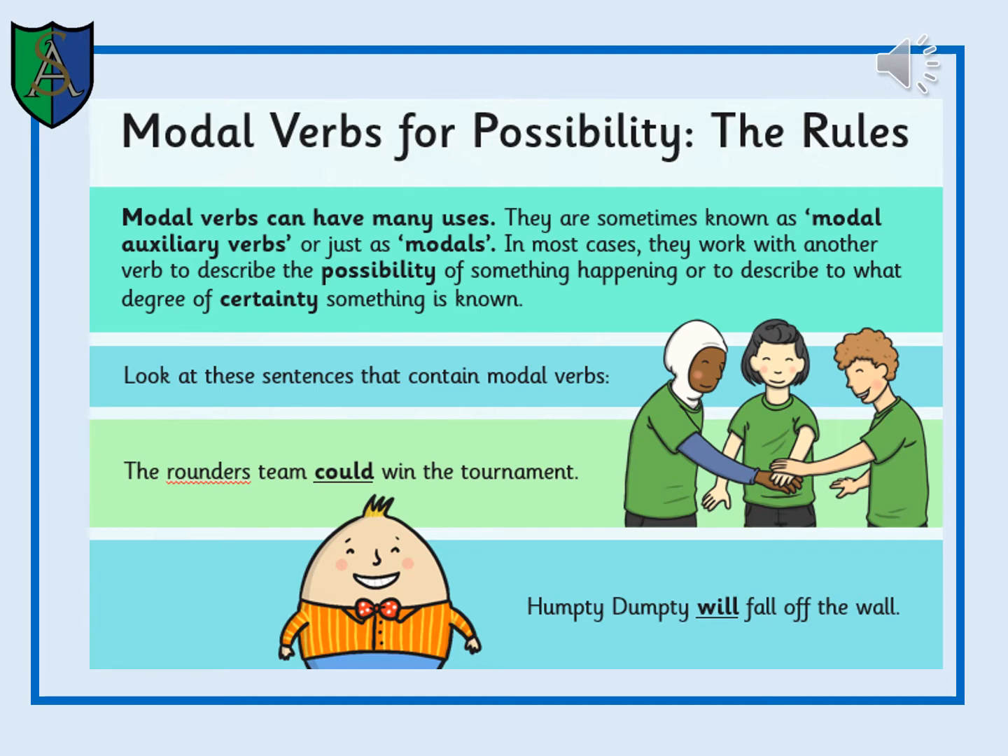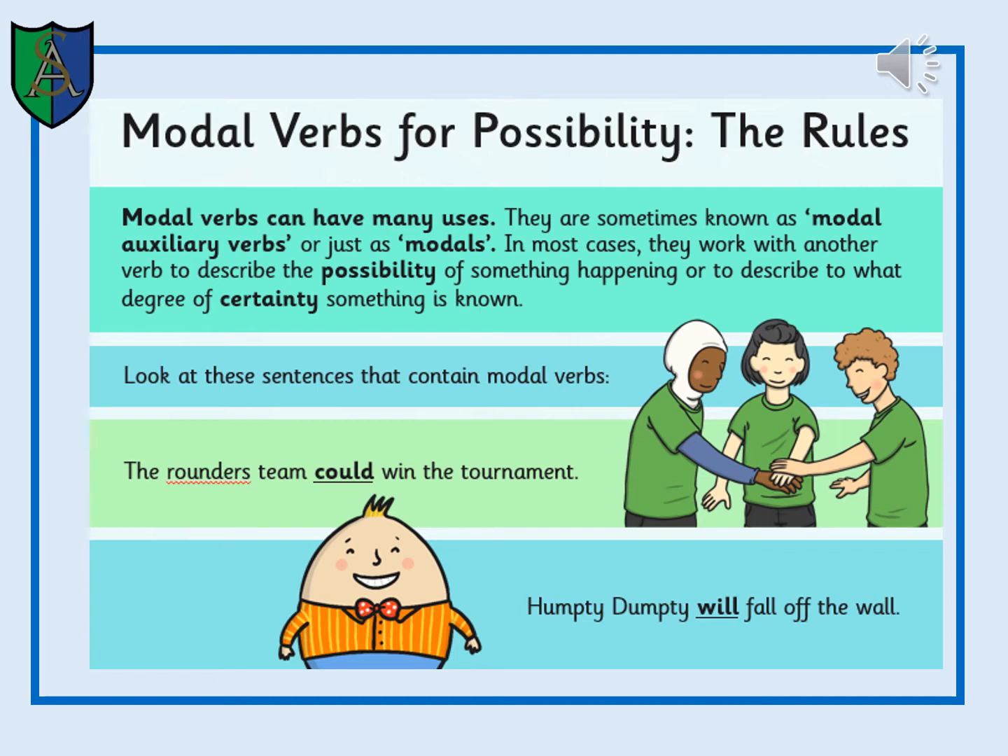So, as it says on screen, modal verbs can have many uses. They're sometimes known as modal auxiliary verbs or just modals. In most cases, they work with another verb to describe the possibility of something happening or to describe what degree of certainty something is known. So it's all about possibility or how certain something is. So look at the sentences below that contain modal verbs. Now, the modal verbs are underlined in these sentences.